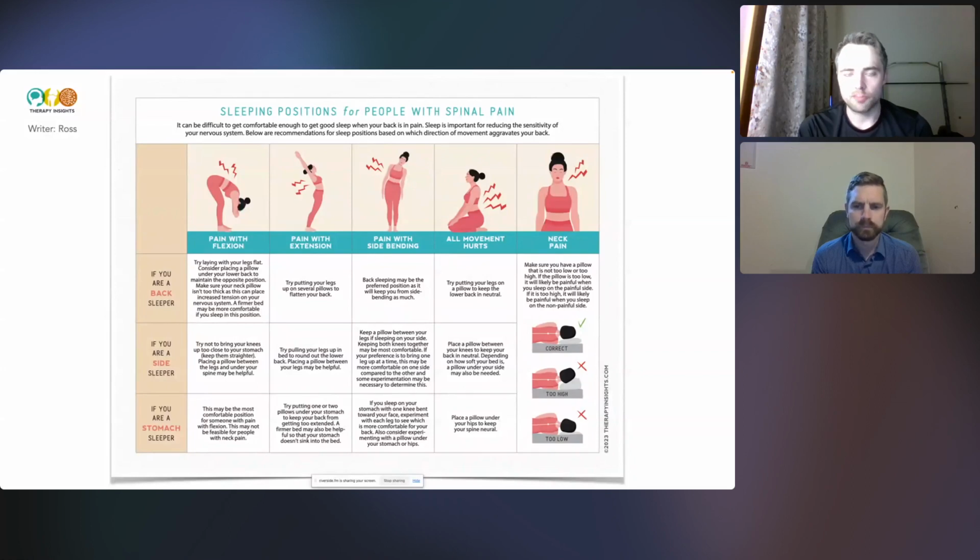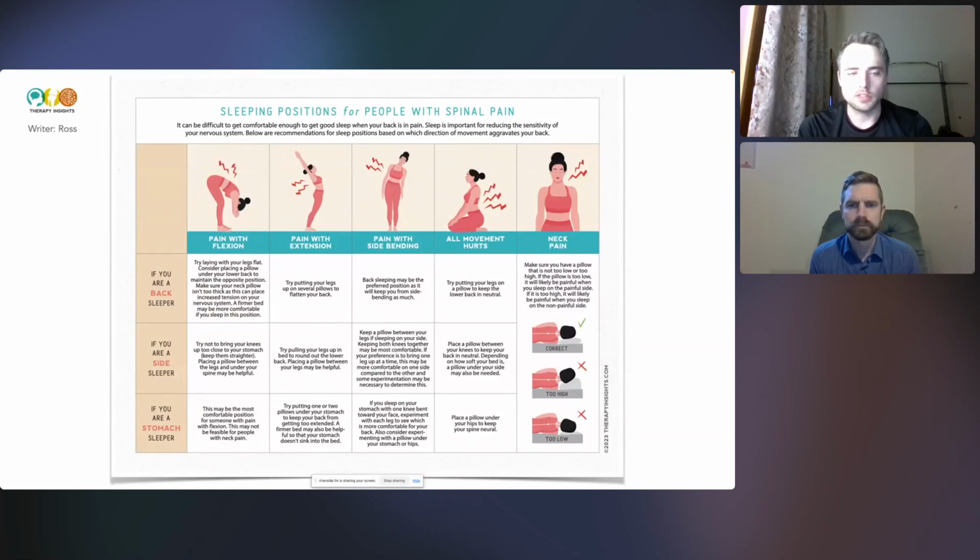If you have pain with a lot of flexion, if you're a back sleeper, it talks about how laying with your legs flat might be helpful to put you into some of that natural extension, making sure you don't use too thick of a neck pillow that can put some tension on your nervous system. It talks about how if you're a side sleeper, to try not to bring your knees up too close to the stomach, and that keeping them a little straighter might be helpful.